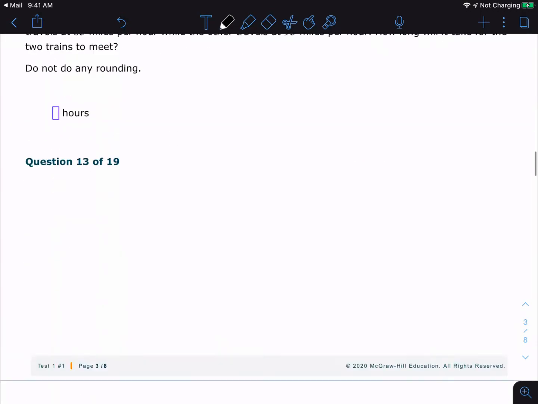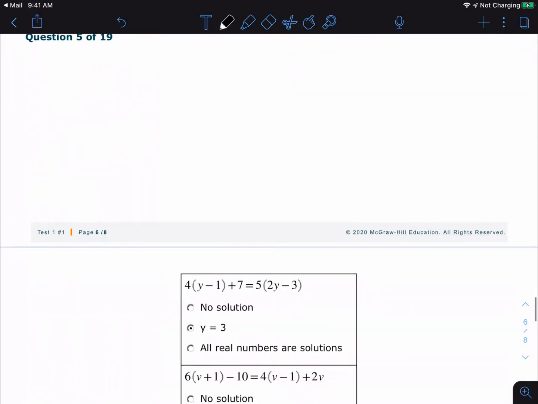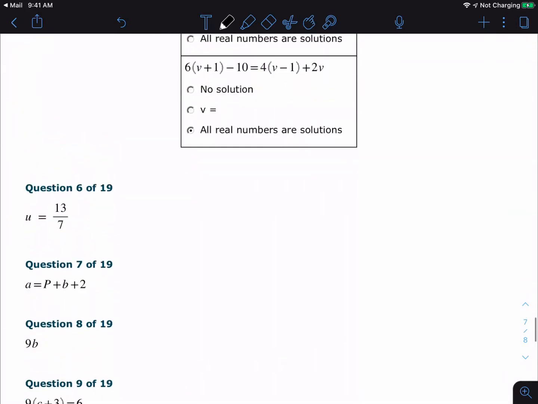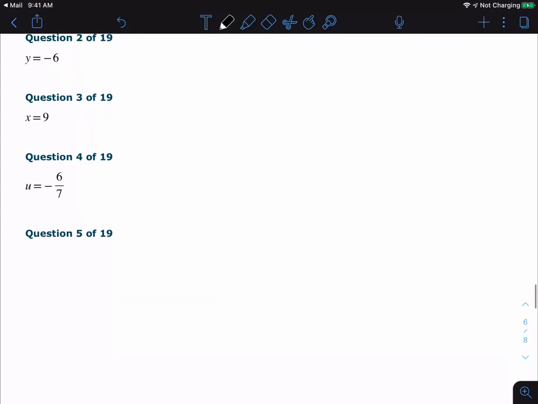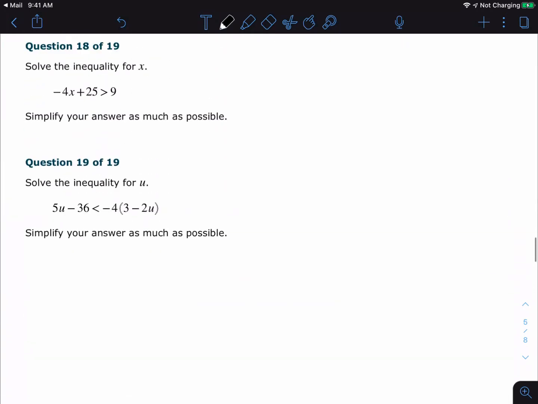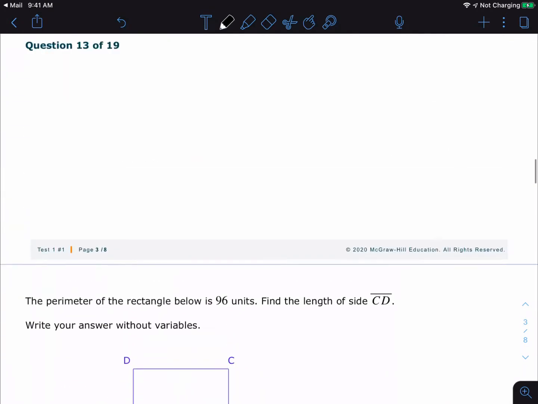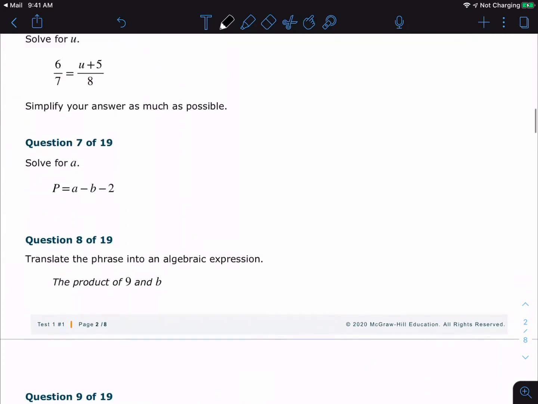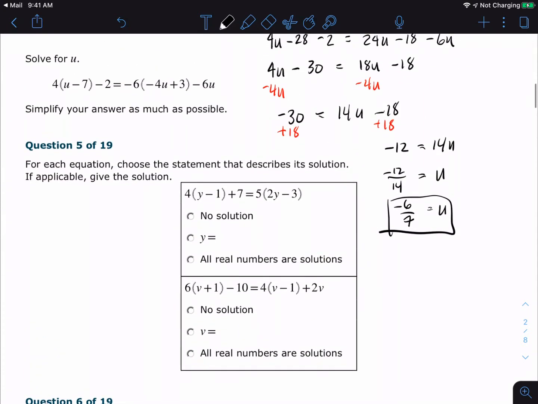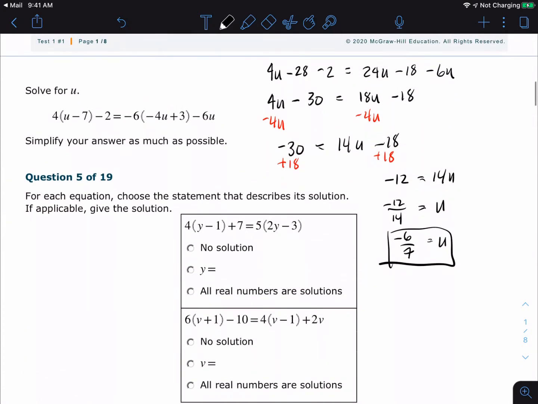So let's see if I'm right. Number 4, negative 6 over 7, that's exactly what I got. So there you can follow my work. And when I put this up, you'll be able to pause it, so that should be helpful for you guys.